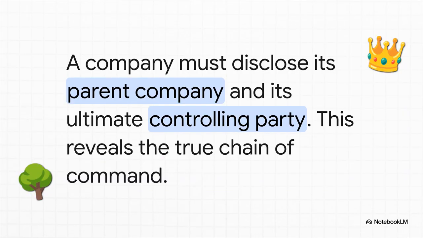First up, and this is pretty basic stuff, a company has to tell you who its parent company is. And if that parent company is owned by someone else, they have to tell you who the ultimate boss is, the ultimate controlling party. It's like drawing a map of the corporate family tree so everyone knows who's really calling the shots at the very top.